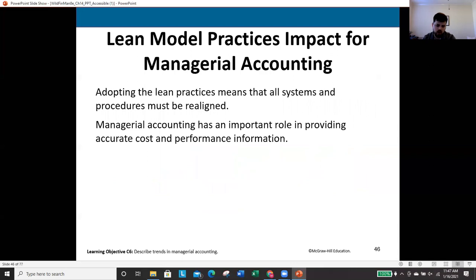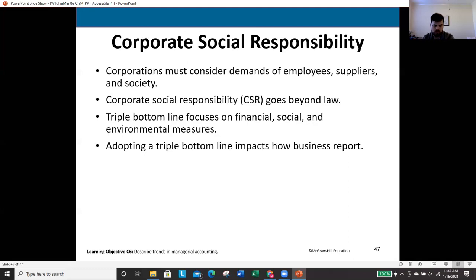Now, of course, lean models. Here, what we're talking about really is just trying to figure out ways to provide more accurate costing information in a way that is easy to understand to our users and to the accountants in general. So here we see managerial accounting, of course, has an important role in providing the accurate information related to costing and performance that the companies need to be successful.